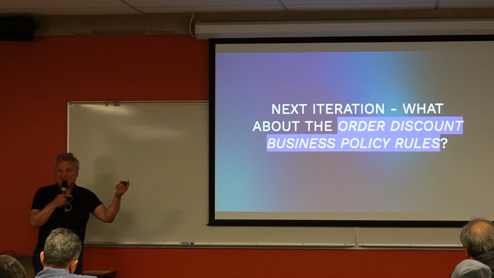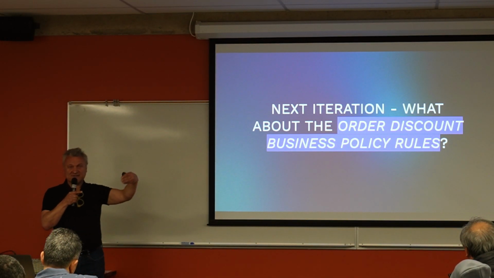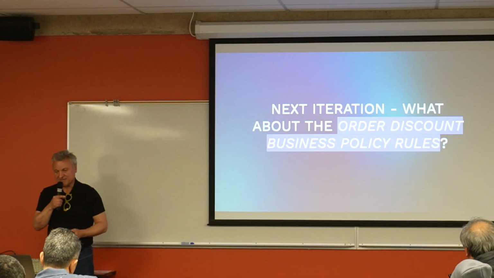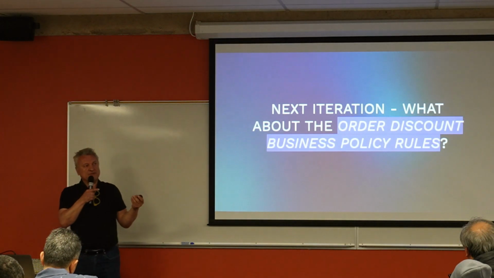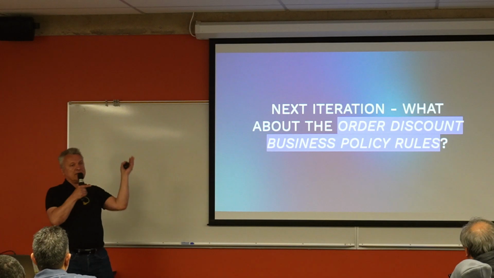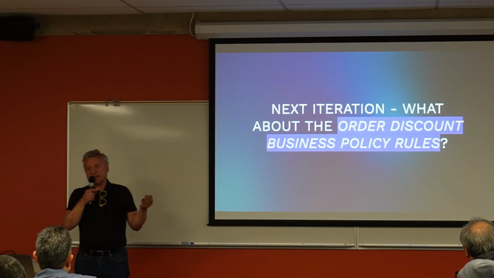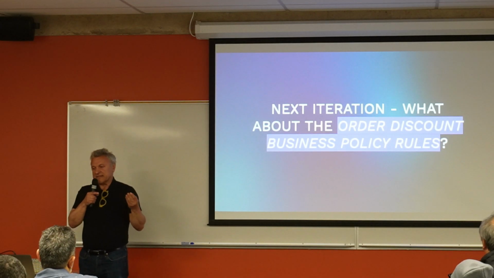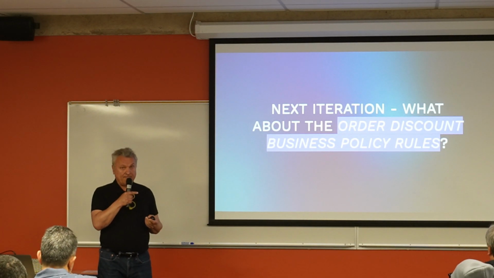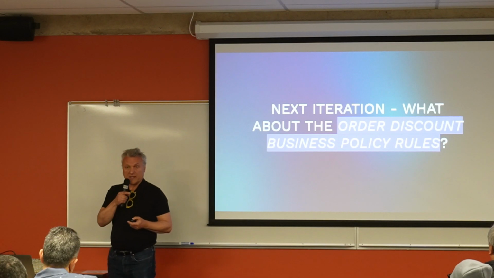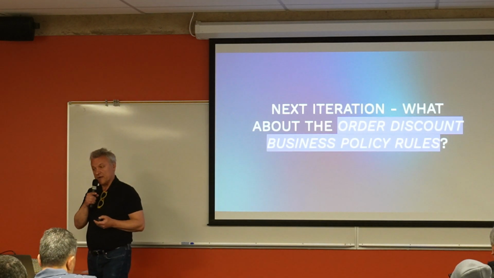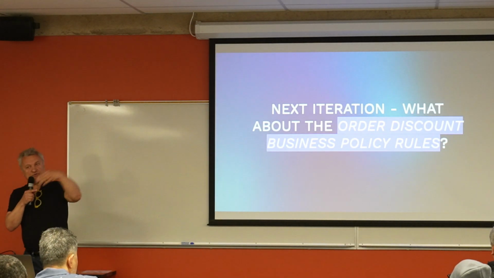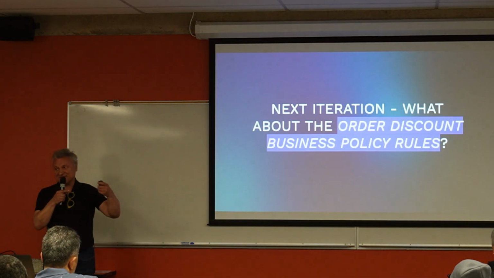So next iteration. Now we keep growing our system. This is a permaculture by succession. Okay, so we introduced our discount. We just slammed $10. Where are these $10 coming from? We just pulled it out of thin air. There's got to be some business policy rule that is governing the calculation of the order discount. On to the next 3C, with carbon, etc.